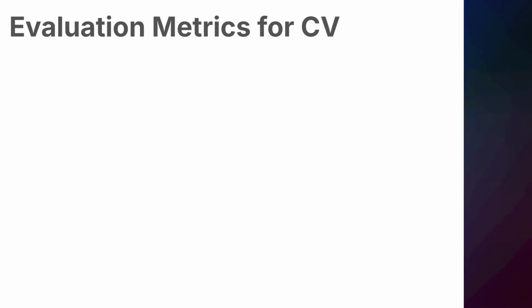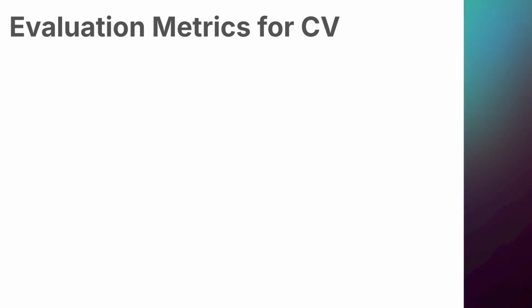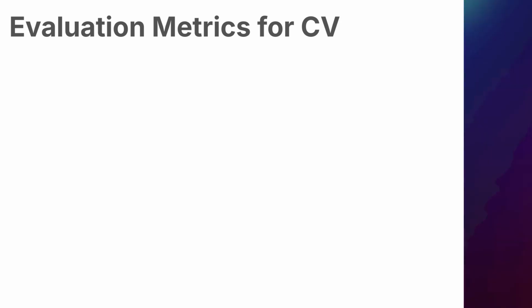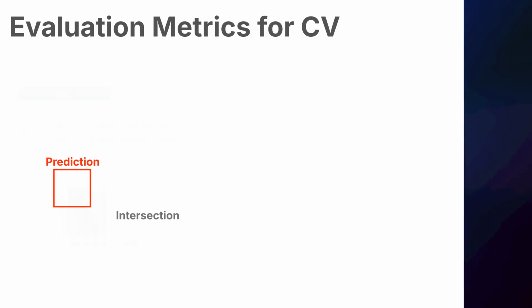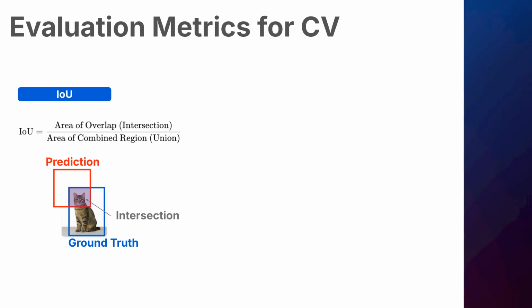By the way, what are the mean average precision at IOU 0.5 and 50 to 95? They are often used in computer vision. First, intersection over union. Let's say there is a photo of a cat with two boxes drawn around it. The blue box is called the ground truth.